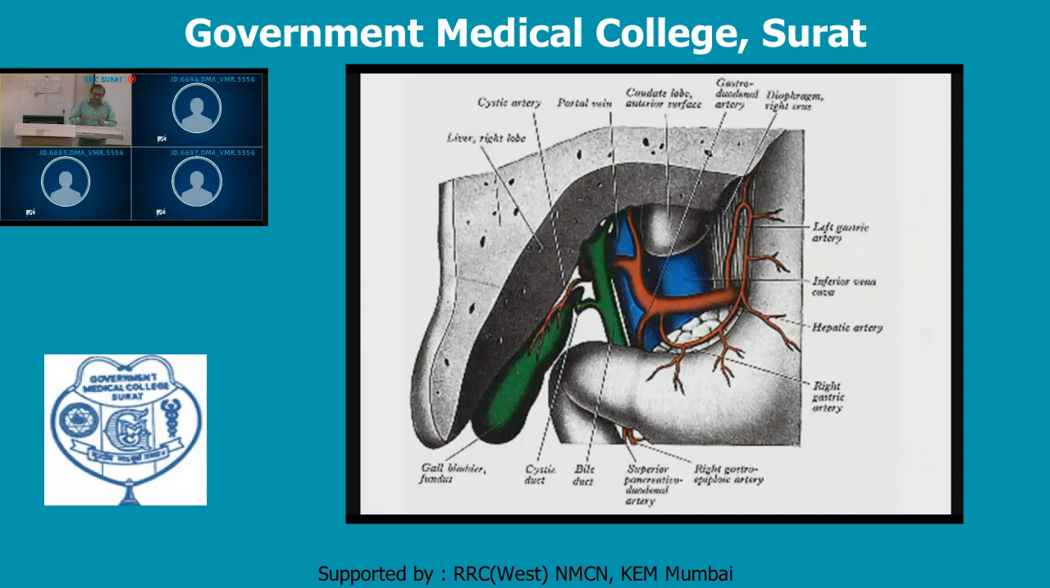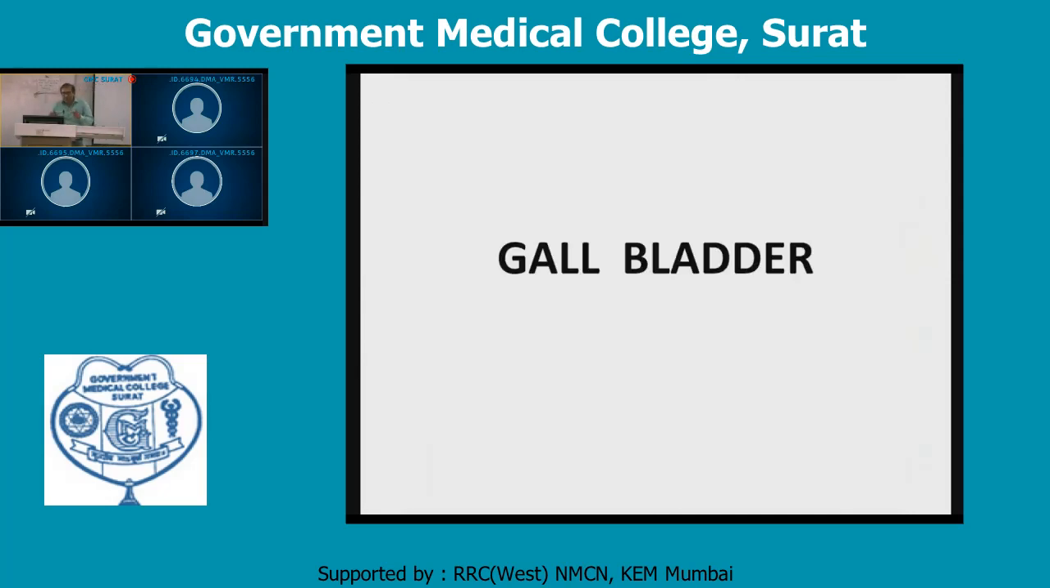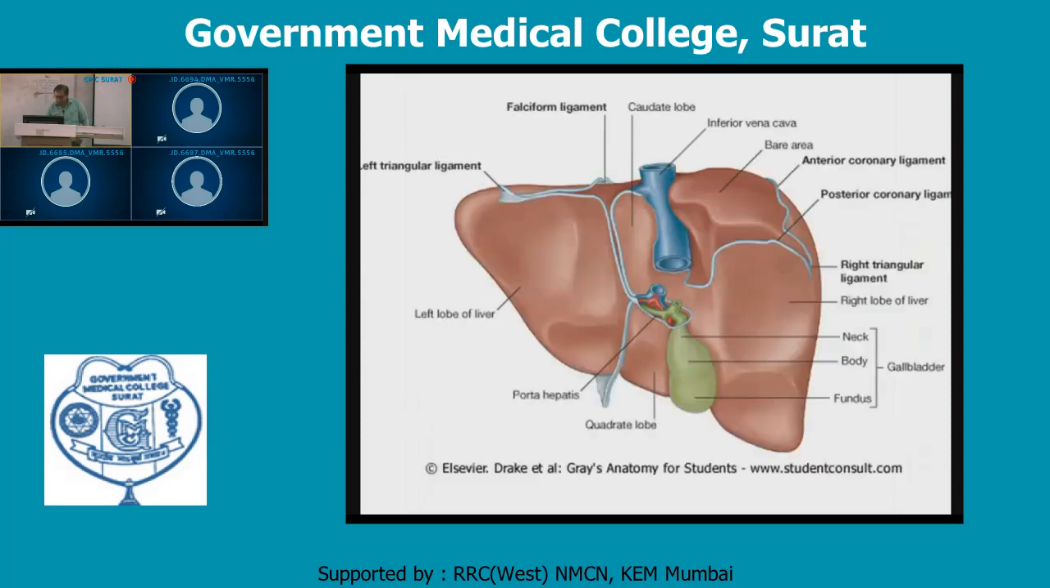So this is sufficient about the common hepatic duct. Now let's proceed further to the gallbladder. This is a back view of the liver. One can notice the posterior aspect as well as the inferior aspect of the liver, and this green colored structure on the under surface of the liver is the gallbladder. This is just to show you the location of the gallbladder: it is located in the fossa for the gallbladder, over the under surface of the liver.